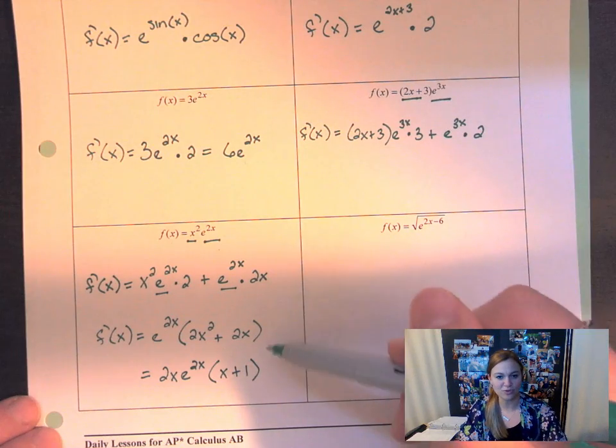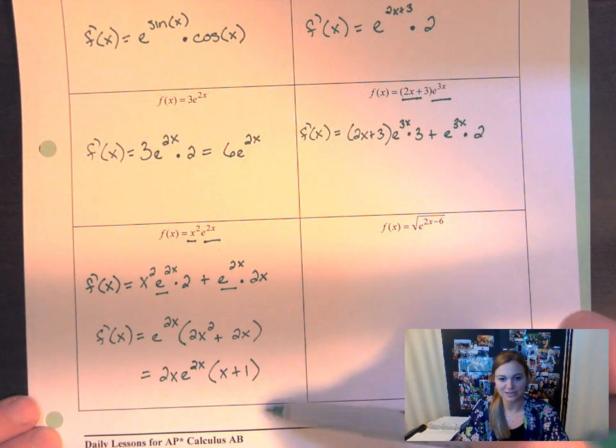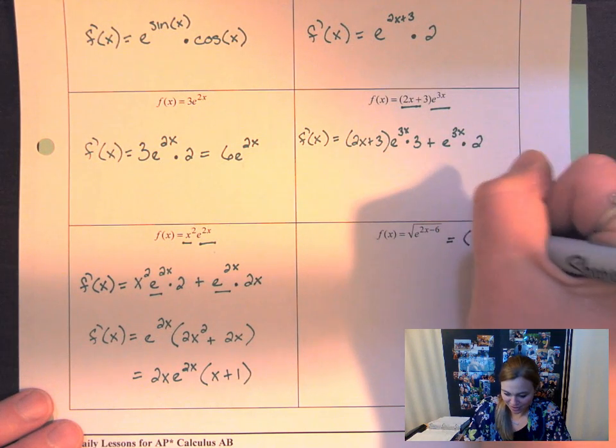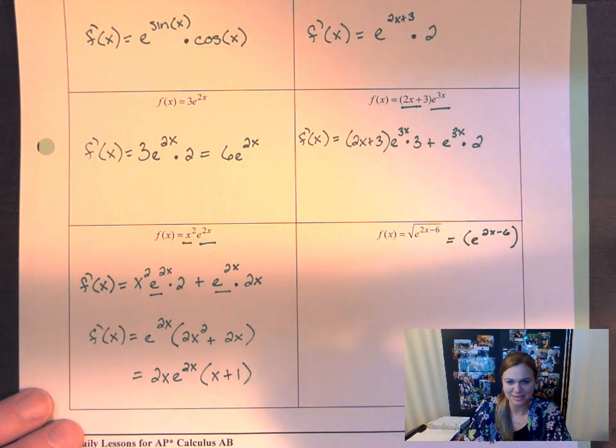So I could still rewrite things in different forms, but this is the derivative. All the rest of this is just simplifying, just algebra. Okay, what about this one? Well, I see something crazy going on anyway.